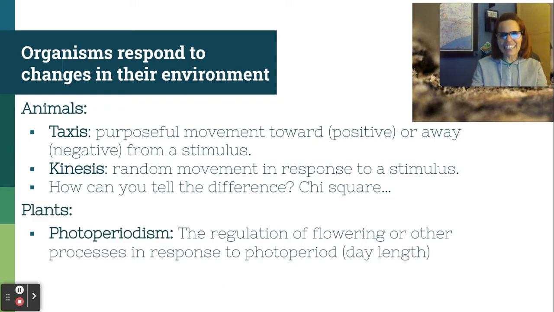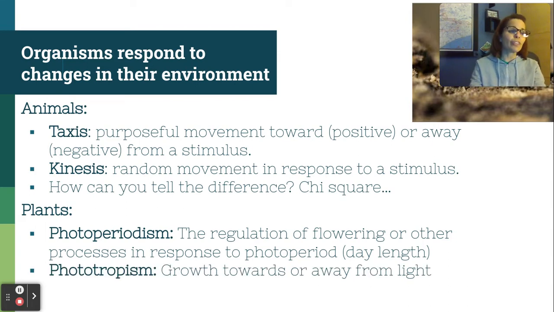Remember that plants can even respond to changes in their environment. And we gave lots of examples. I'll just mention two that are in your learning targets. They can respond to the amount of daylight. We're seeing that right now in spring. Yay! The leaves are coming out. So it says the regulation of flowering or other processes like leafing in response to photoperiod. So how much daylight there is.